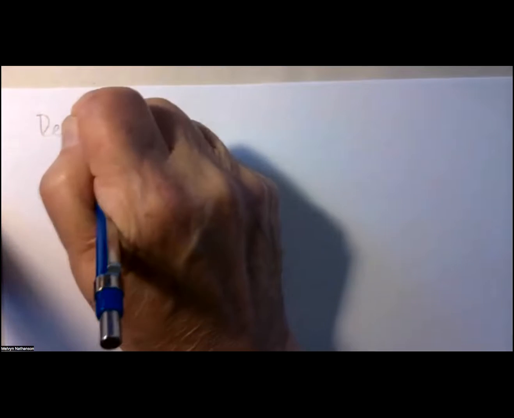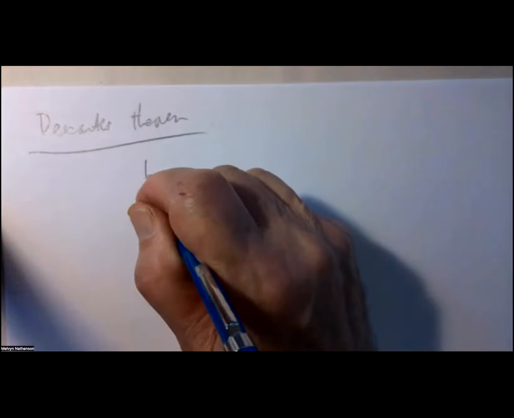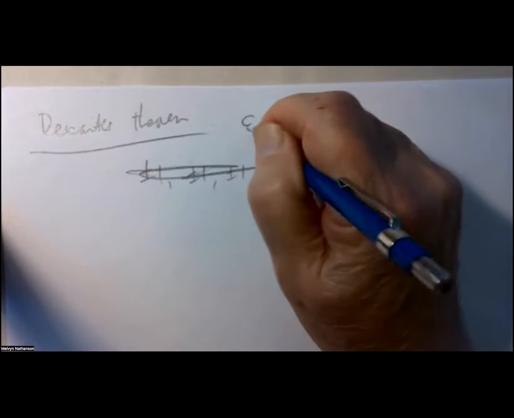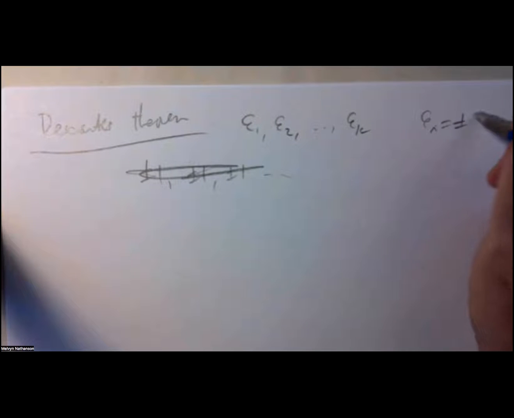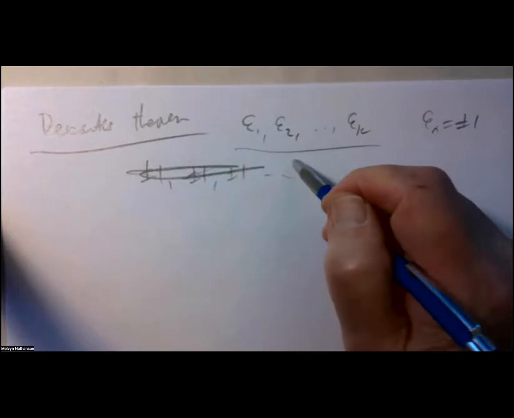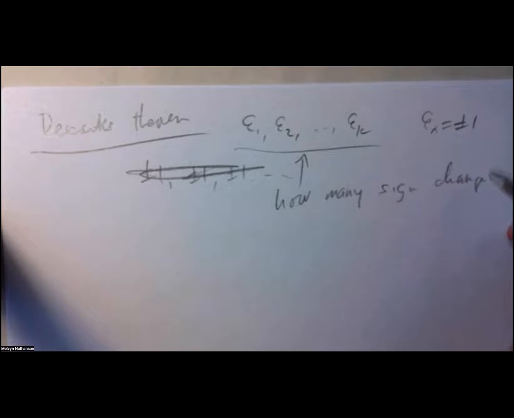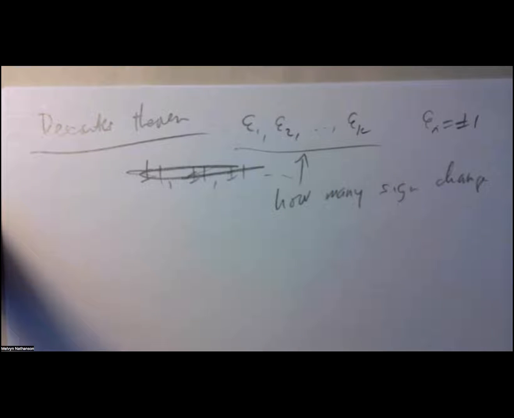This is Descartes' theorem. So the page of Gauss's paper I cannot understand can be thrown away by the following remark. Suppose I have a sequence, let me write it as epsilon 1, epsilon 2, up to epsilon k, where each epsilon i is plus or minus 1. And I want to know how many sign changes there are. A sign change means a 1 followed by a -1 or a -1 followed by a 1.